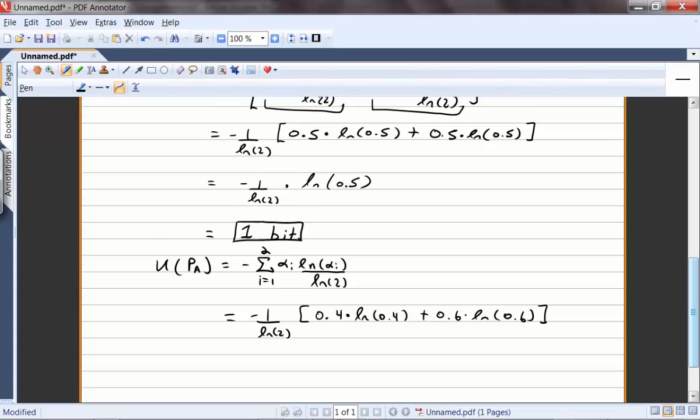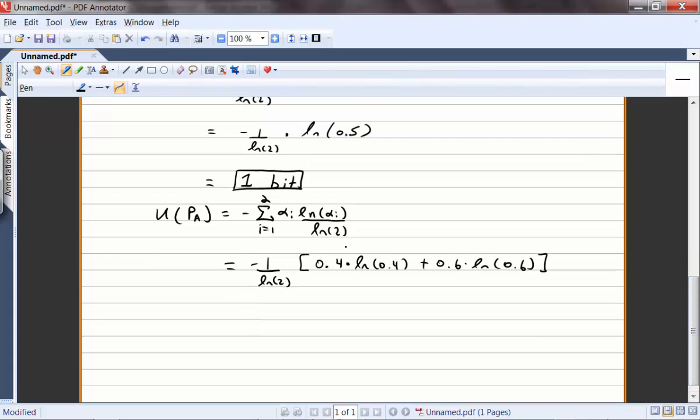So we put i equals 1 in. That would be 0.4 times natural logarithm 0.4. Of course, divided by natural logarithm of 2, but we pulled that out. And then we put i equals 2 in, and you would get 0.6 times natural logarithm 0.6. This is the multiplication sign here. All right. And then we calculate in our calculator.